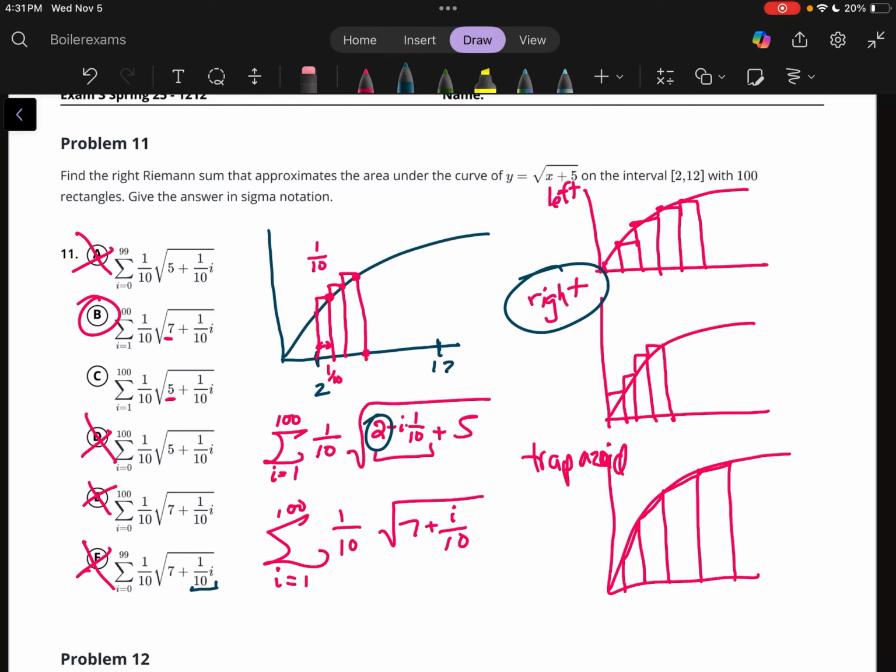And I just realized my diagram was wrong before. This should have been a 12. Okay, so that's why the correct answer is B and not C.